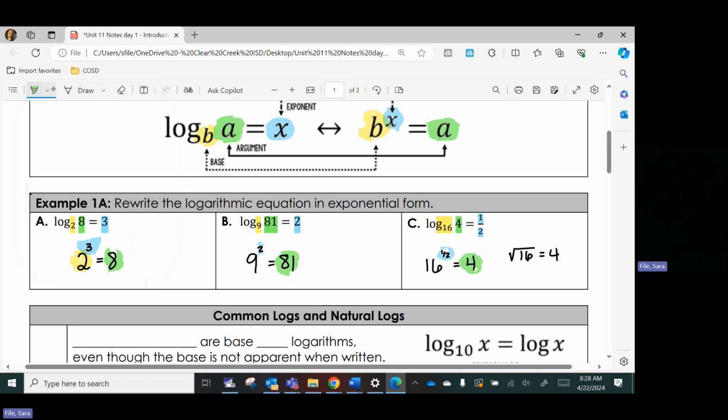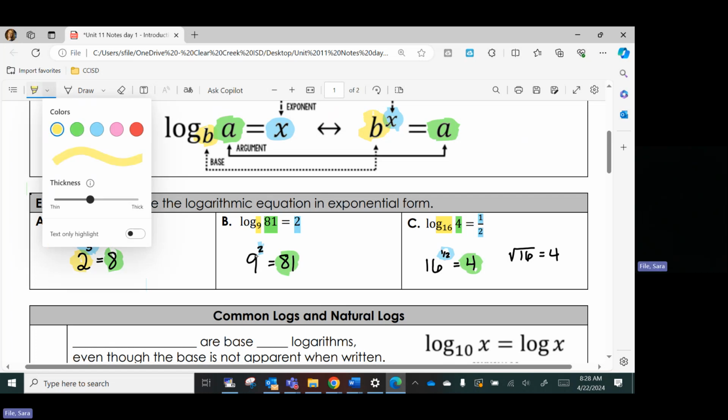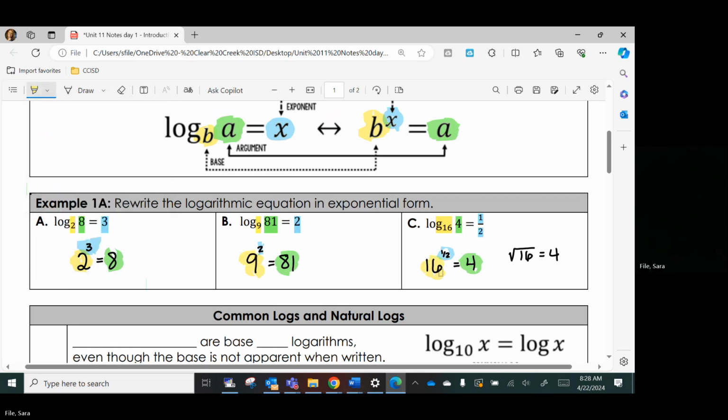Argument. And the base. So far, so good? Just converting from log form to exponential form. You understand what goes where? You can always reference this.